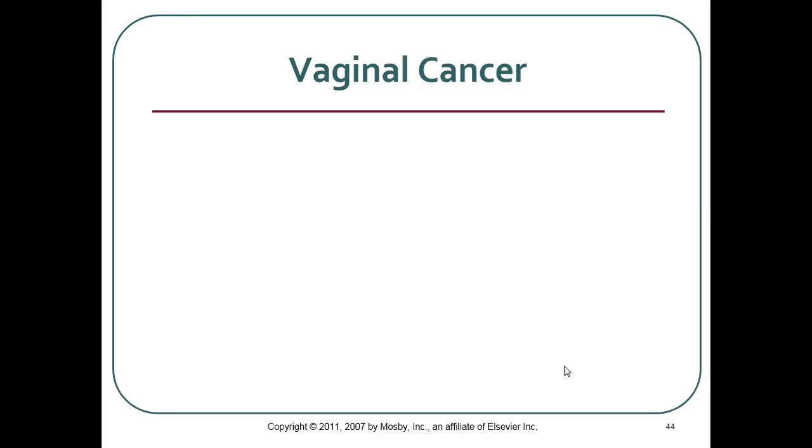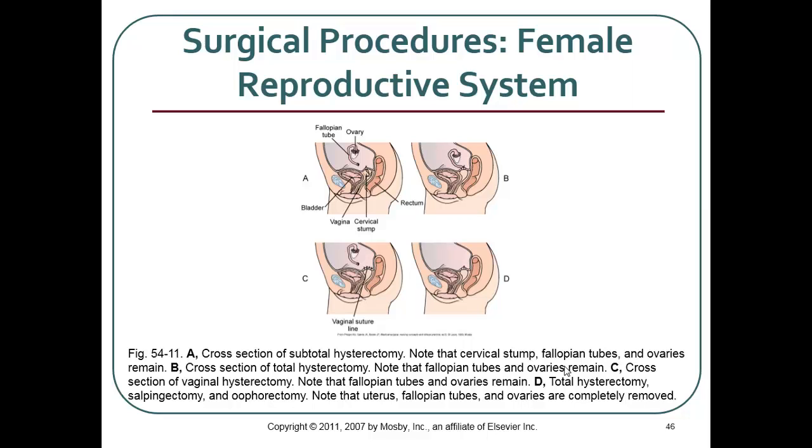Vaginal cancer is rare. And it's cancer of the vagina. Treatment is surgery to remove the cancer, and they'll do radiation. Vulvar cancer, again, this is rare as well, cancer of the vulva. Symptoms would be like itching, burning, bleeding. We'll diagnose it by biopsy. And the treatment is a radical vulvectomy. So the different surgical procedures.